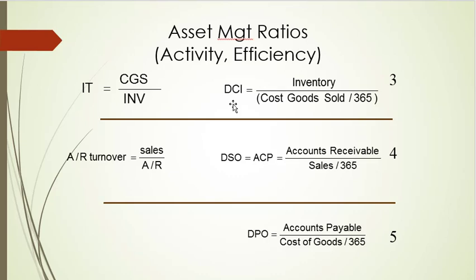DCI, how many days on average does the company carry inventory? How many days on average does the company have accounts payable or accounts receivable outstanding? In other words, how quickly do our customers pay us for the products that they have purchased on credit? And then finally, DPO is the opposite picture. How long does it take for us to pay when we buy assets on credit?